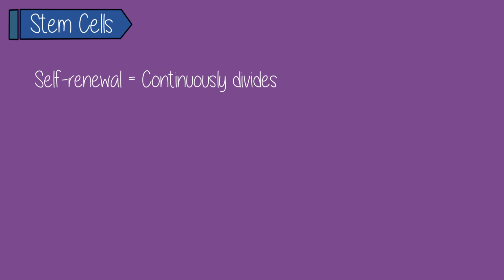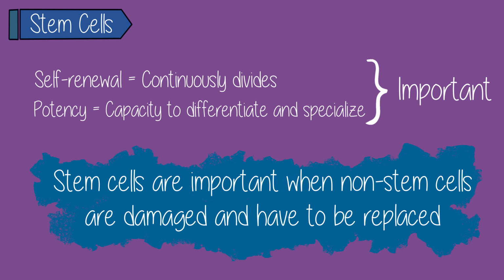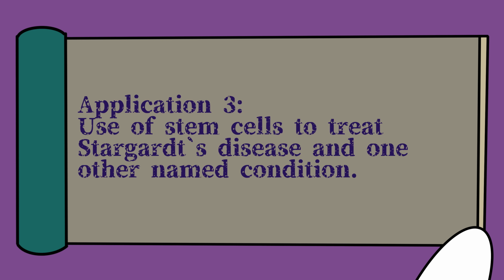First is self-renewal. Stem cells can continuously divide. Second is potency. Stem cells have the capacity to differentiate and become specialized cells. Stem cells play a big role in embryonic development as all specialized cells root to the stem cells. But stem cells are also important when the non-stem cells are damaged and have to be replaced.